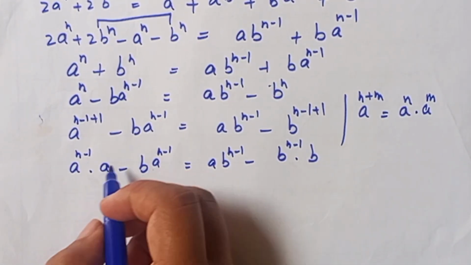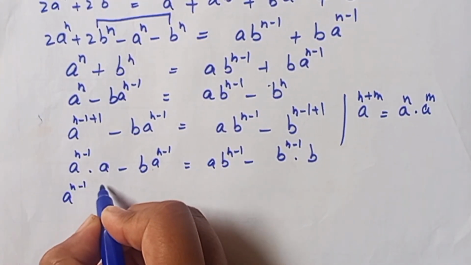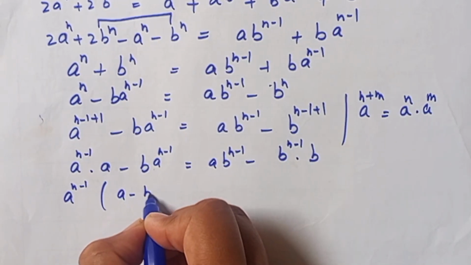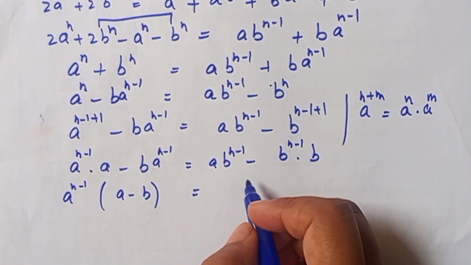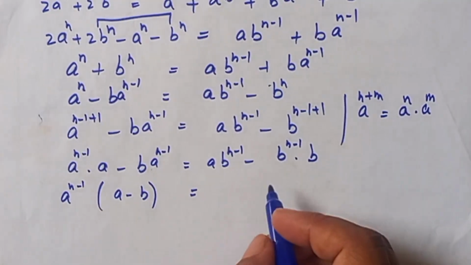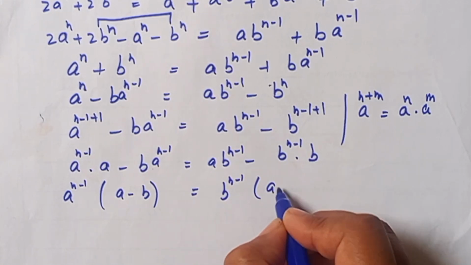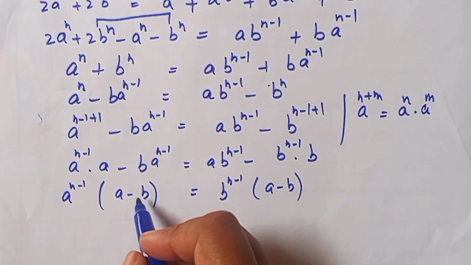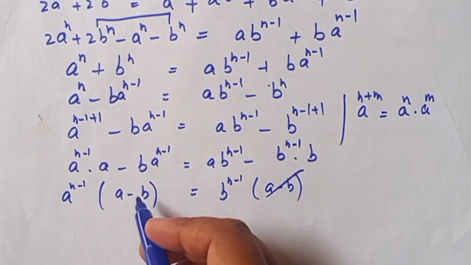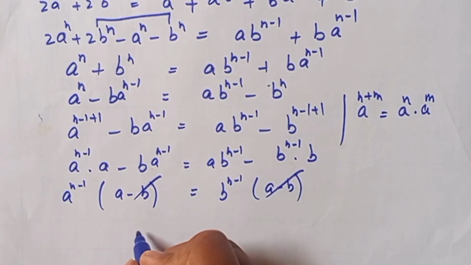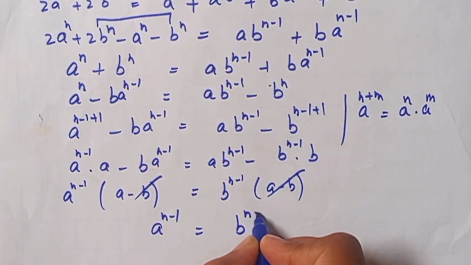Look at this side. A raised to the power n minus 1 is involved in these two terms. So we factor out a raised to the power n minus 1. The remaining value is a minus b. It's equal to, look at this, b raised to the power n minus 1 is involved in these two terms. So we factor out b raised to the power n minus 1. The remaining value is a minus b. Now a minus b is on the left hand side and it's also involved on the right hand side. So this will cancel. So we just get a raised to the power n minus 1 is equal to b raised to the power n minus 1.